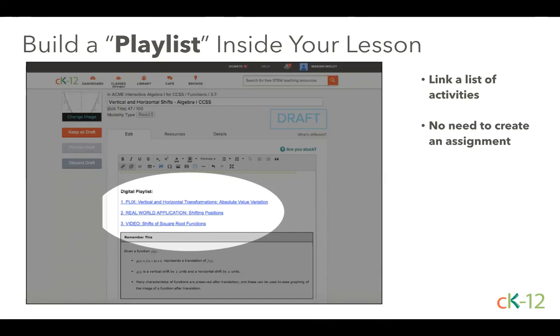The other benefit of this is if you put the content in like this, students can maybe know to go do it without you needing to create a separate assignment. But remember, when they go and do these things, you are not given any feedback because it isn't part of an assignment. So that's building a playlist inside of your lesson.